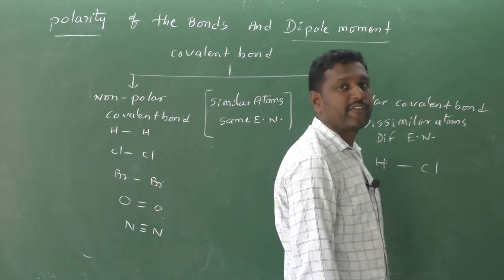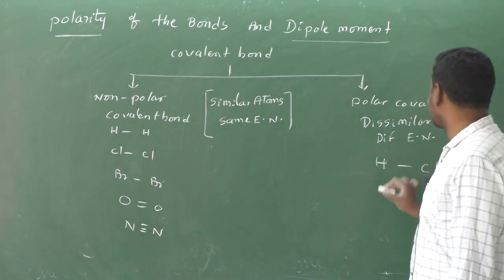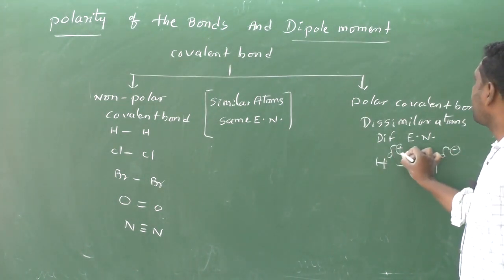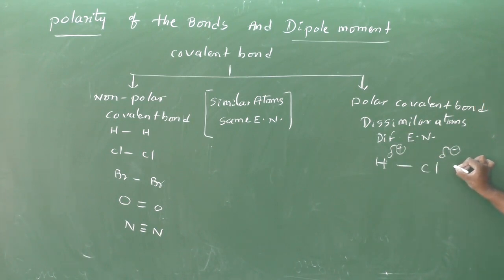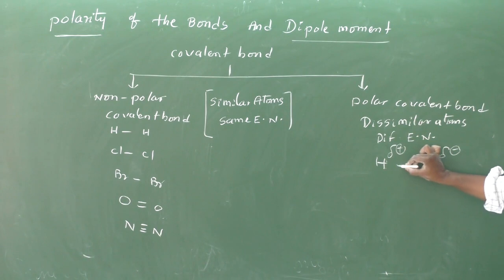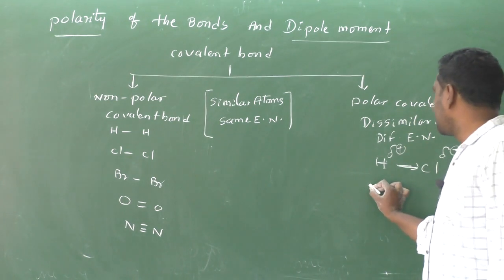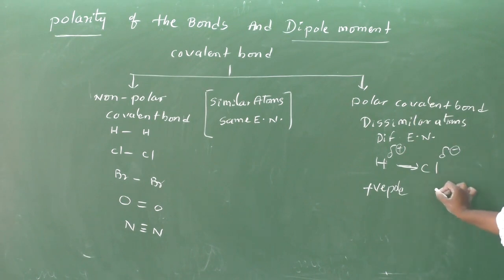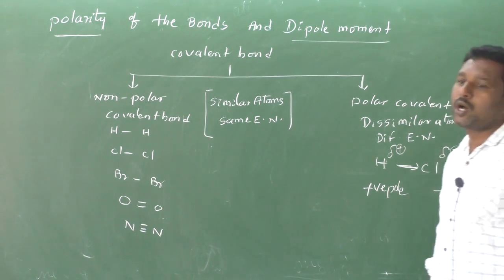The electronegativity of chlorine is more than hydrogen. Therefore, this bond pair is slightly attracted by chlorine. We get a negative charge on chlorine and a positive charge here. So two poles will be observed: this is the positive pole and this is the negative pole. This type of covalent bond is called a polar covalent bond, and this molecule is called a polar molecule.